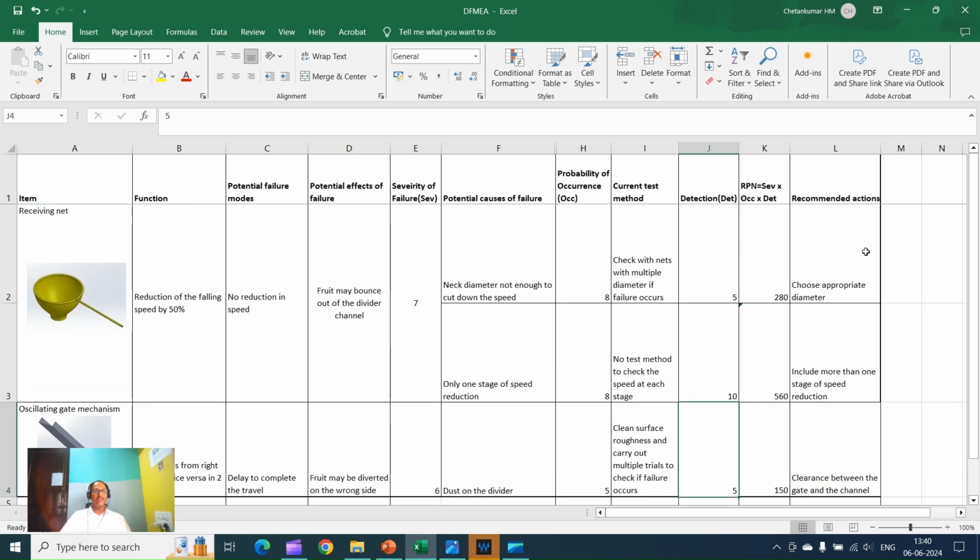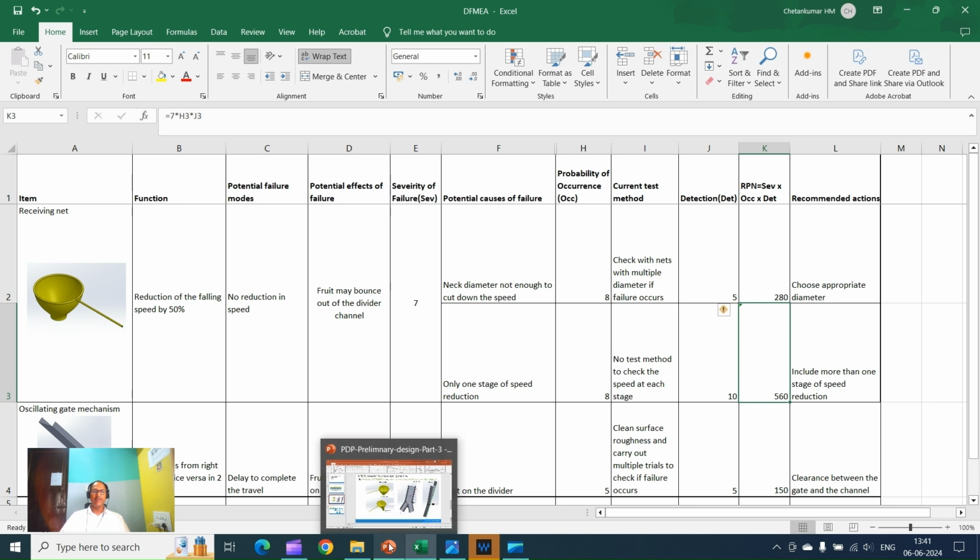So in all these three cases, what we observe here is that the RPN number is high for that potential cause, which is identified as only one stage of the speed reduction. Okay, so the recommended action here is to include more than one stage of the speed reduction. So this action has to be addressed first among all these because the RPN number is high.